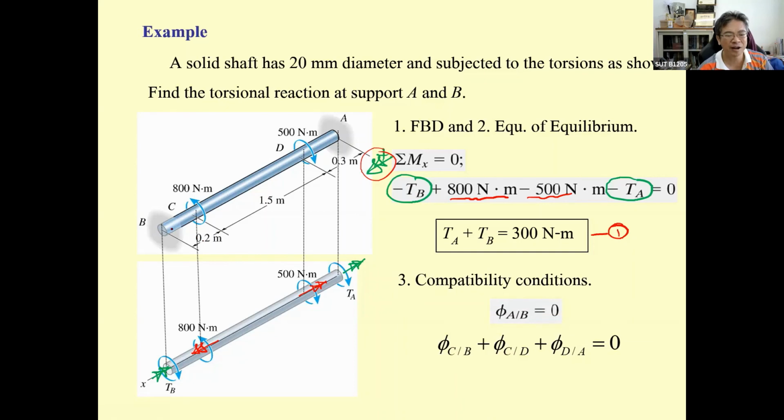Again, the compatibility: the rotation of A with respect to B is 0. And by considering this, this is going to be the first portion, this is going to be the third portion, and that is the middle. Okay, this is going to be dA, right? This is going to be the third portion, and this is going to be the first portion. And then phi equals TL over GJ. That's why you have to cut this portion to determine the internal torsion. Cut this one to find the internal torsion, and cut this one.